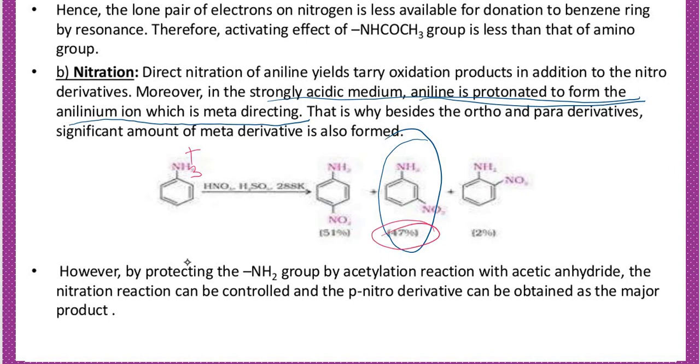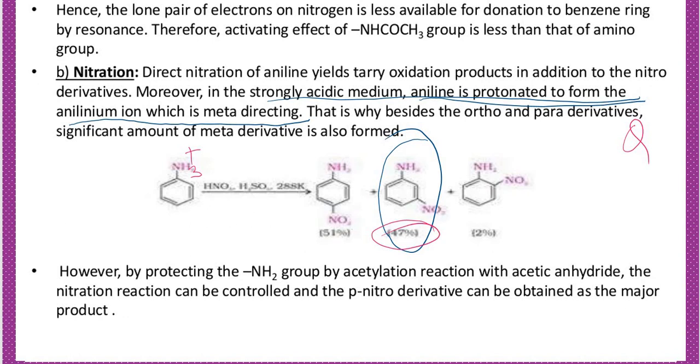Can you see? So this can be a reasoning question: why do we get a meta product? The percentage is also quite high, 47% is quite high. Why? Because in a strongly acidic medium, we get an anilinium ion which has a positive charge and it is meta-directing. That's why we get a meta product.